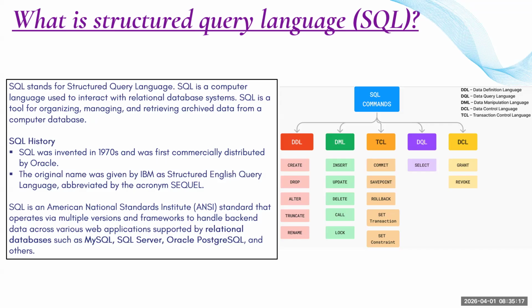So SQL is a language which supports the ANSI standards, operates on multiple versions and frameworks to handle the backend data across the various web servers, app servers, and VB servers to access relational database management systems like MySQL, SQL Server, Oracle, Postgres, and other database management systems. Got it, everyone? SQL is a language, basically. And SQL has 5 different languages like DDL, DML, TCL, DRL, DCL.